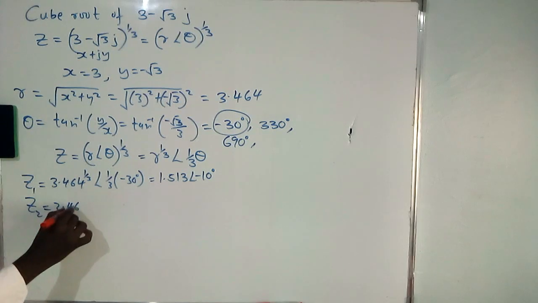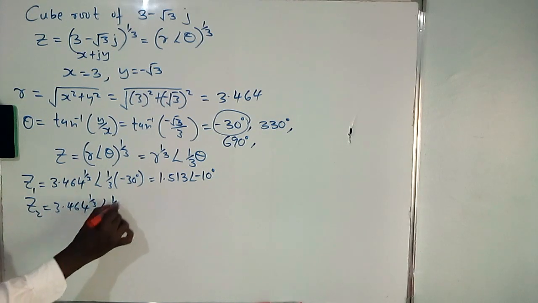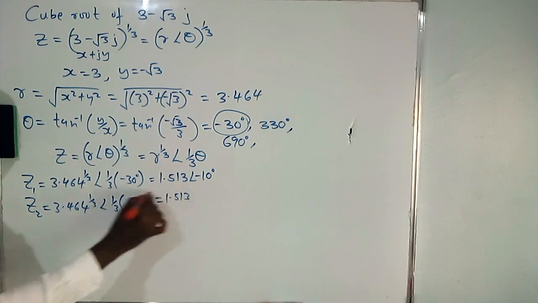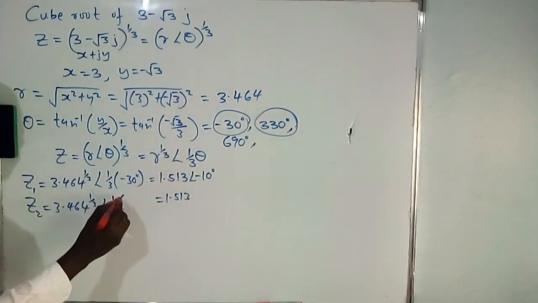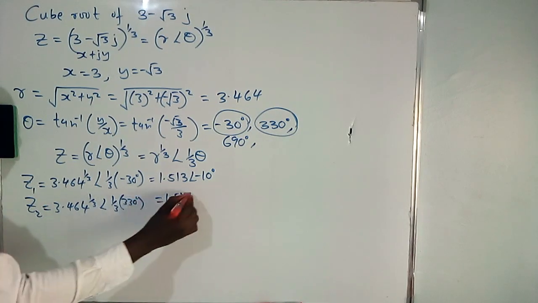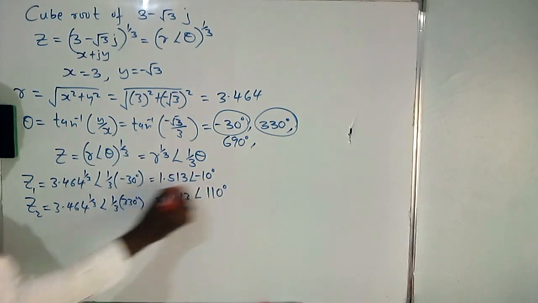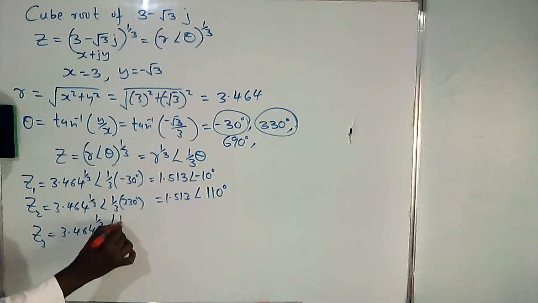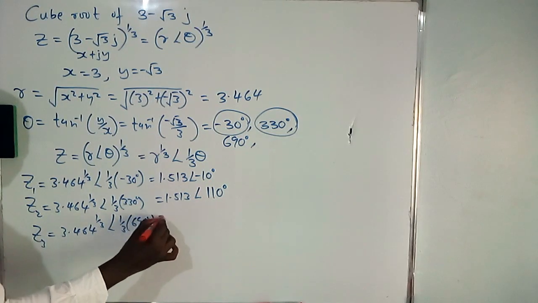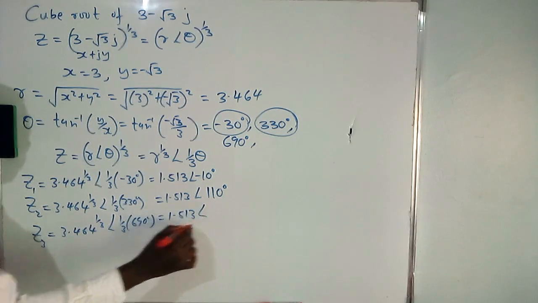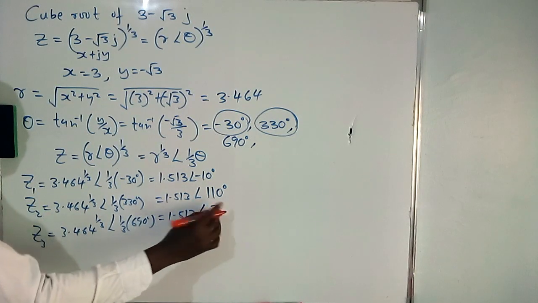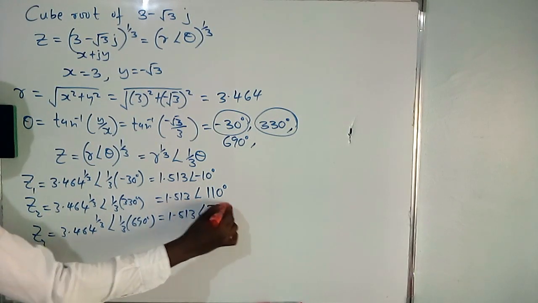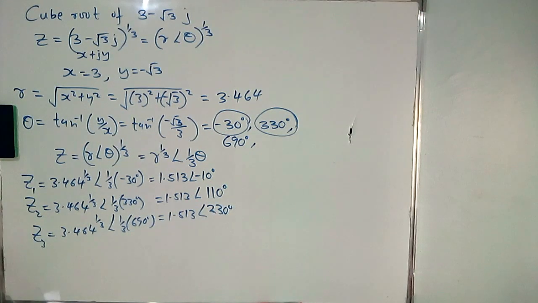I move to the second solution, z2. r raised to power third is 1.513. Then angle, check the next value of theta, a third of 330 degrees: 110 degrees. Then you move to z3. r raised to power third is 1.513. Then angle, our theta, the argument of that complex number, a third of 690 degrees. You get 230 degrees.